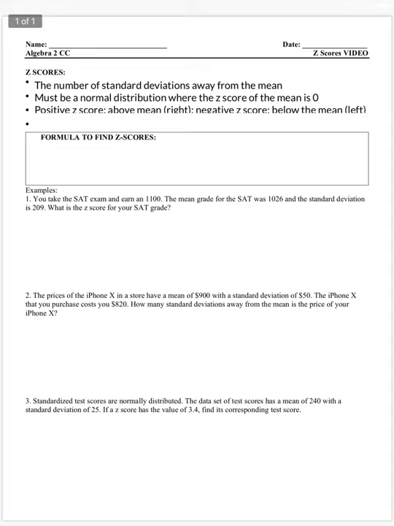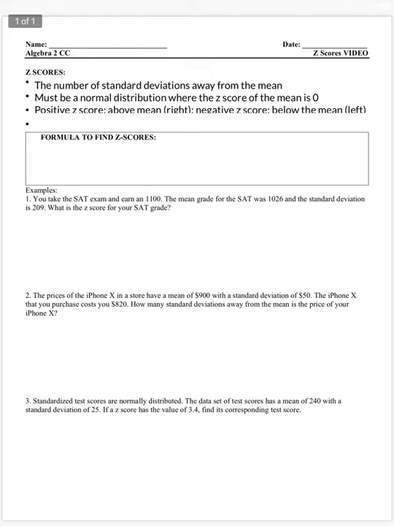And the last thing that I want you to write, you're going to see more of this on Wednesday, but z-scores are used to calculate the probabilities, also referred to as the percentages, or the area, or areas if you want, under the curve.